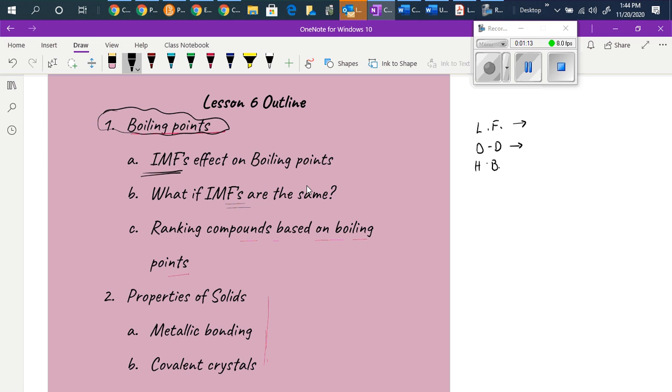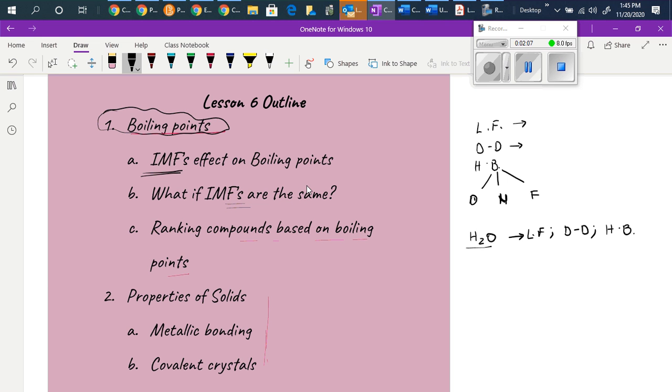Dipole-dipole is when we have a dipole moment between two atoms, and the hydrogen bond is when we have hydrogen directly attached to oxygen, nitrogen, or fluorine. We have seen the case of water, which has all three forces: London forces, dipole-dipole, because it has a bent shape so there is a net dipole, and the hydrogen bond, because hydrogen is directly connected to oxygen.